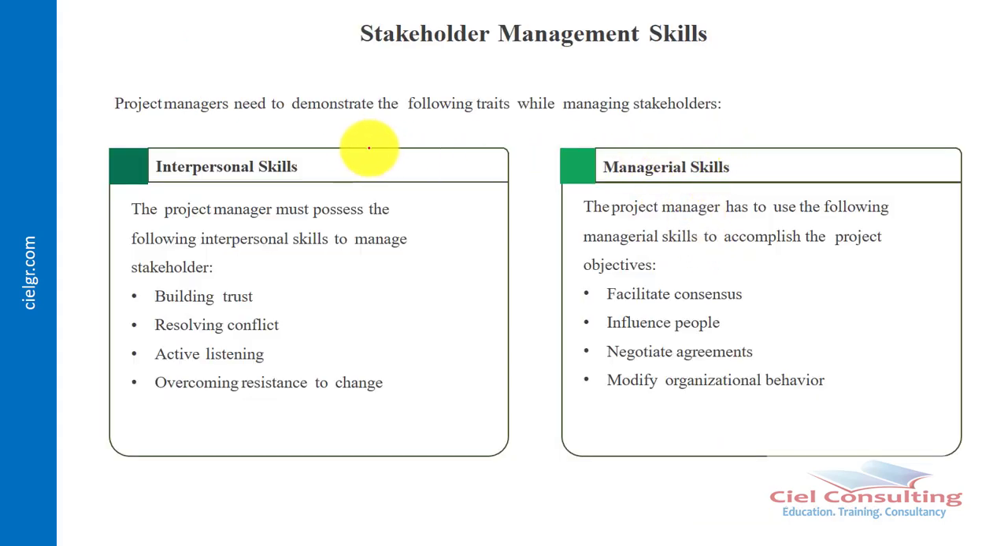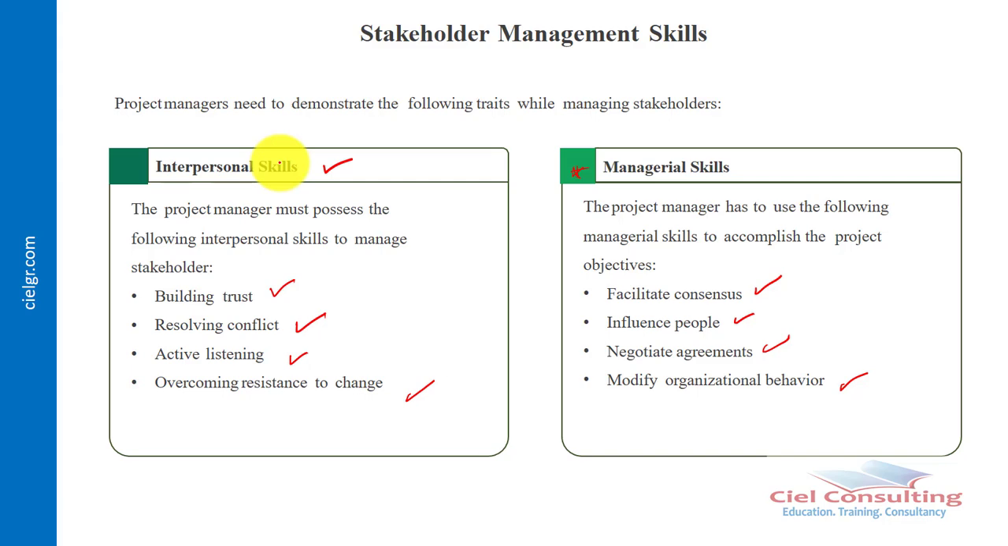So to enable you manage your stakeholders, there is a specific set of skills that you require. Of course, one of them would include your interpersonal skills. So interpersonal skills will enable the project manager to effectively build trust, resolve conflict, and then also listen actively and overcome resistance to change. And then also you require managerial skills. Of course, this will enable you to accomplish the project objectives. So ability to facilitate consensus, influence people, negotiate agreements, and then modify organizational behavior. All of these are part of what we have in the managerial skills that will enable you to effectively manage your project stakeholders.